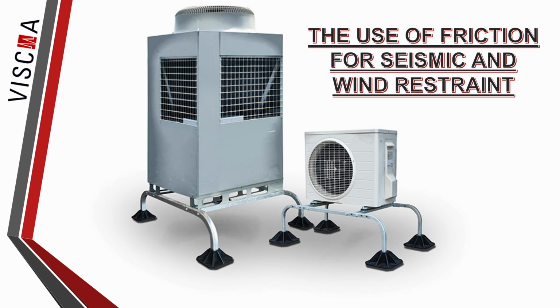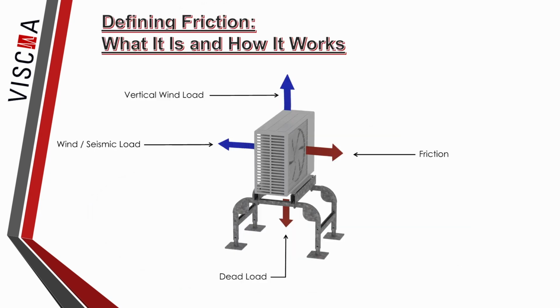In order to determine if friction can be used to restrain equipment, it's important to understand exactly what friction is. Static friction is the resistance to initiating motion, and sliding friction is the resistance to continued motion. Both are dependent on the type and roughness of the material in contact, and are directly proportional to the normal force. The force we want to resist is either seismic or wind load.